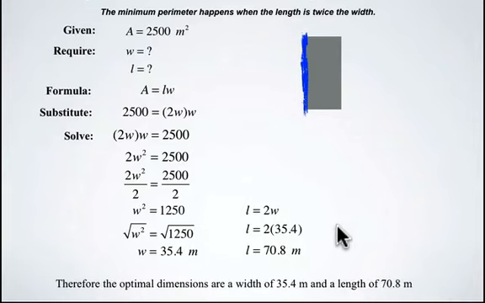Therefore, the optimal dimensions for this dump site happens when we have a width of 35.4 meters and a length of 70.8 meters.